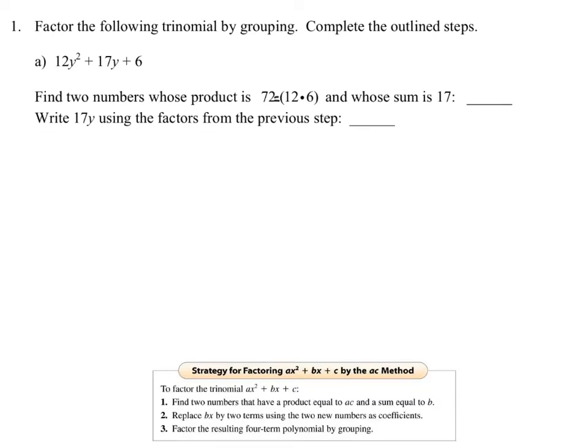Let's factor the following trinomial by grouping using the AC method. We have 12y squared plus 17y plus 6. This is called the AC method because our polynomial is written in the form of ax squared plus bx plus c, and a is the leading coefficient and c is the constant. So we're going to take a times c, which is 12 times 6, which is equal to 72.